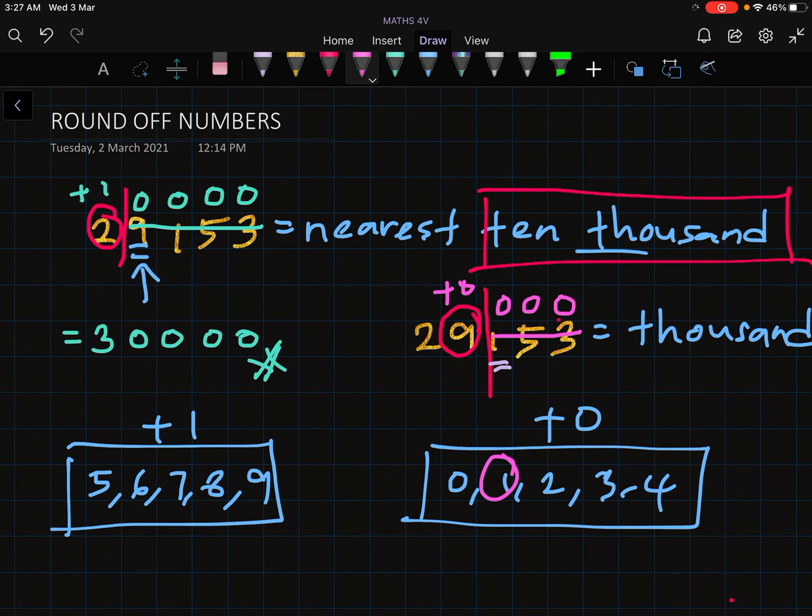So what will happen to the answer? We'll write down the answer again. The 2 remains the same. 9 you plus with 0, you will get 9, and all the numbers afterwards will become 0. So this is the answer if the question is asked about the nearest 1000. Okay, thank you.